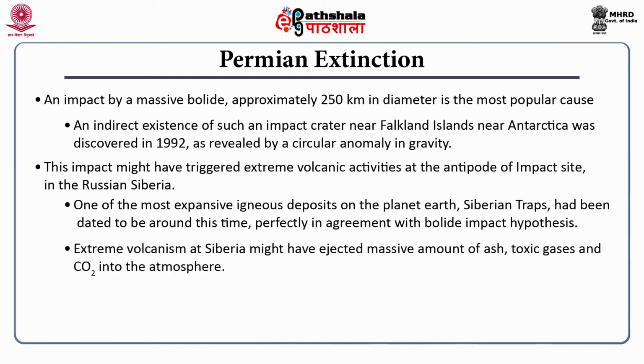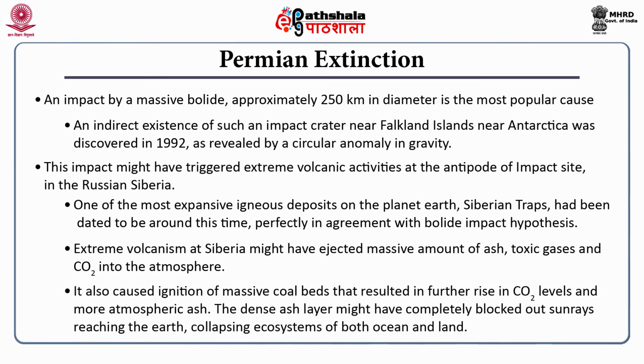So, extreme volcanism in Siberia might have ejected a massive amount of ash, toxic gas and carbon dioxide into the atmosphere that might have formed a kind of layer that blocked the sun's rays from coming in. So, it might have triggered a nuclear summer, and subsequently the entire Earth might have glaciated. All these are a chain of events that might have been triggered by the initial bolide impact. It also caused the ignition of massive coal beds that resulted in a further rise in oxygen levels and more atmospheric ash. The dense ash layer might have completely blocked out the rays reaching the Earth, collapsing the ecosystems of both ocean and land.